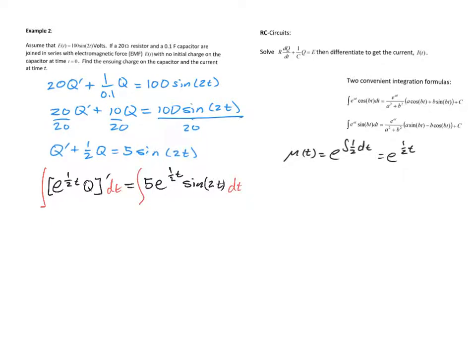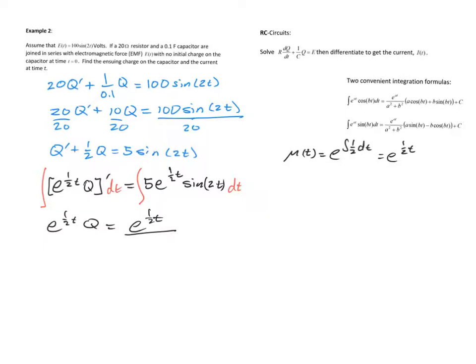And on the left-hand side, we get e to the 1/2 t times Q. On the right side, that's an integral that would require parts twice. So to avoid using parts twice, we'll just use a handy-dandy formula that we have off to the right. So that's going to be the exponential, which is e to the 1/2 t divided by the sum of 1/2 squared plus 2 squared. So if we take our 0.5 and we square it, and we add that to our 2 and square it, and then take the reciprocal and convert it to a fraction, we end up with 4/17.